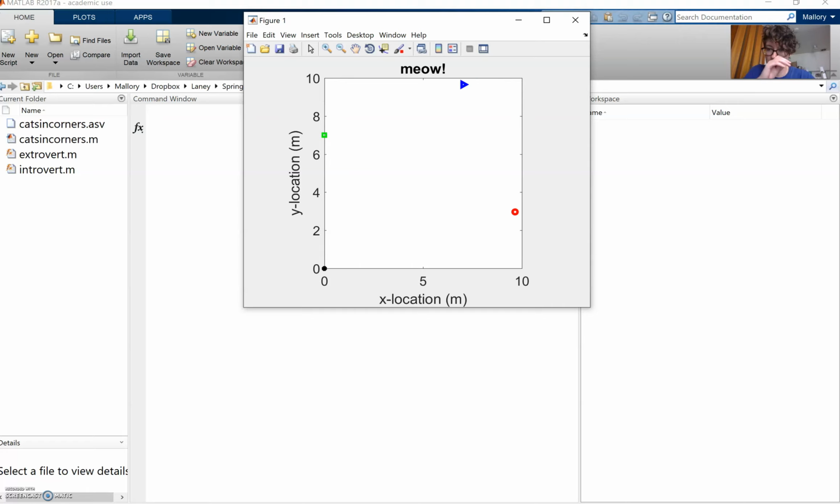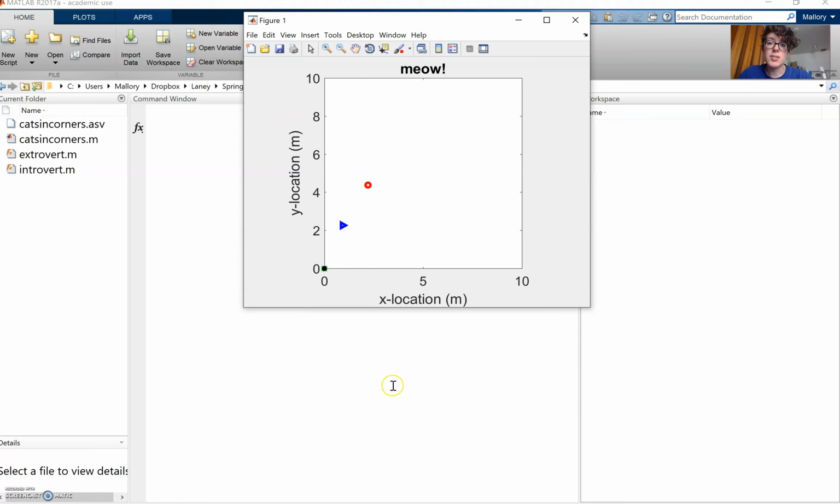So the animation you're seeing on the screen is what we want our final plot to look like, where it's changing over time. So each time step the green square is moving towards the black dot, the blue triangle is moving towards the green square, and the red circle is moving towards that blue triangle.